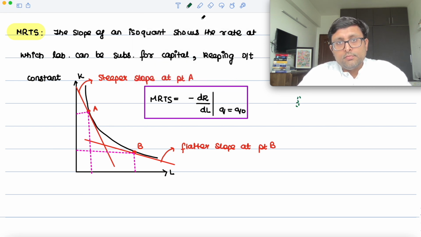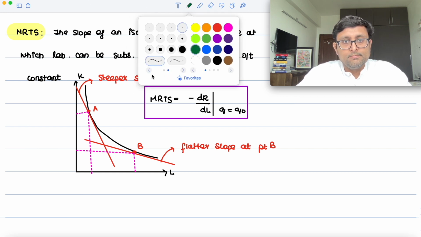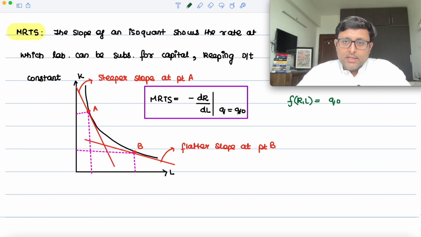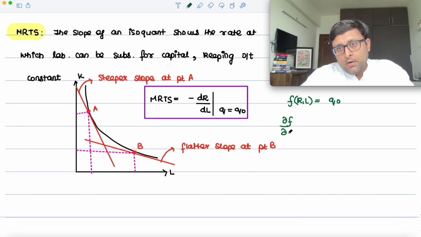One more thing, just a very simple proof. You have f of K, L equal to Q naught. That's what an isoquant is. So if I take the derivative, it becomes what? Del f by del k dk plus del f by del l dl equals dq naught.